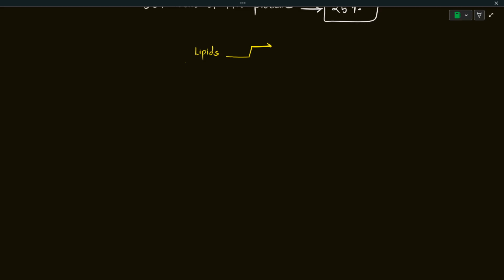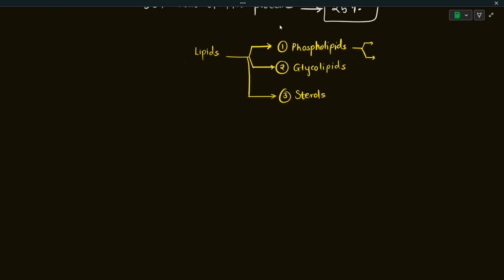So the first category and the most abundant one is phospholipids. Then plasma membrane also has glycolipids, and it also has sterols. Okay, the phospholipids, they are again categorized into two types: the phosphoglycerides and the sphingolipids.